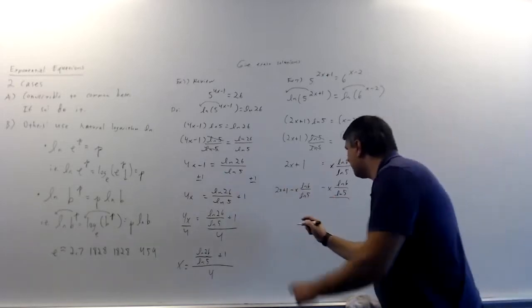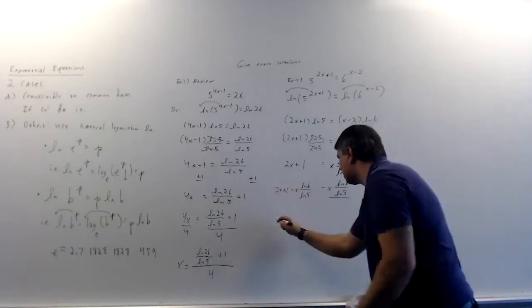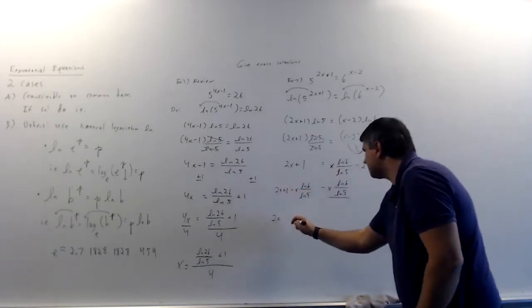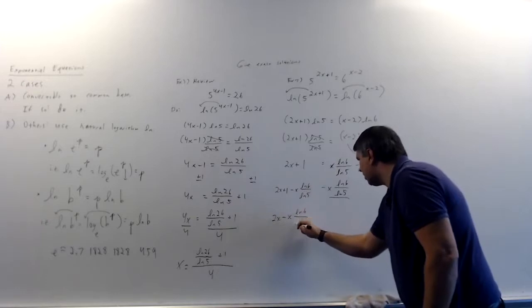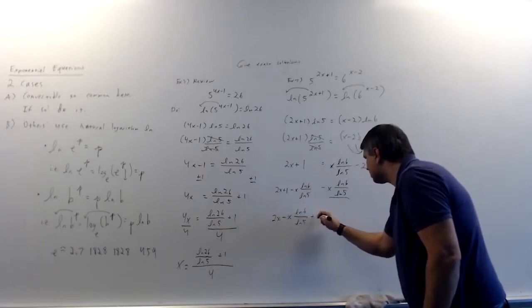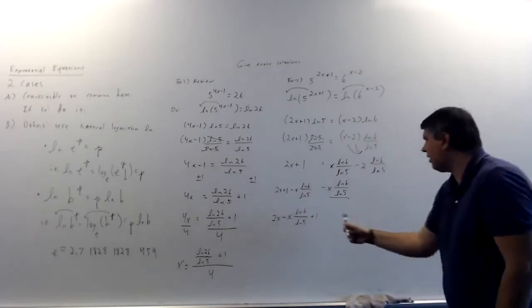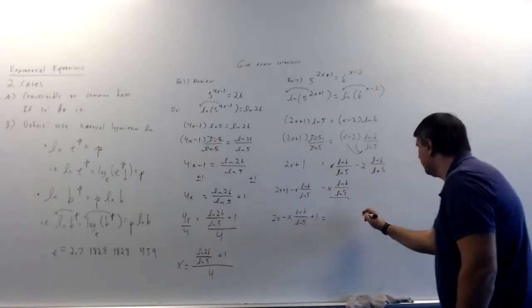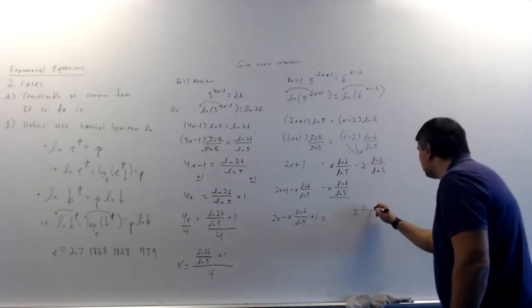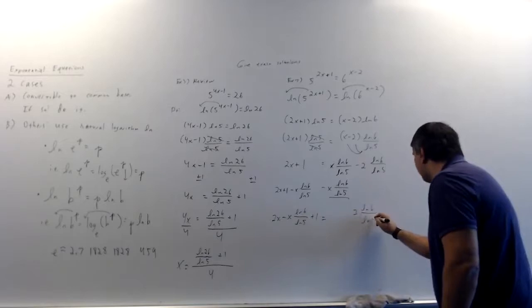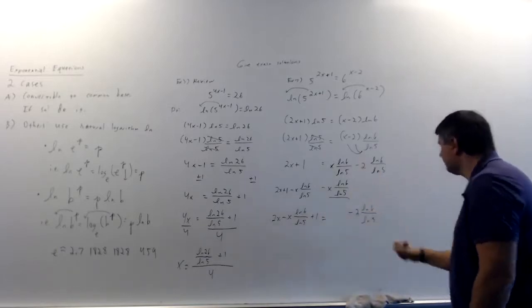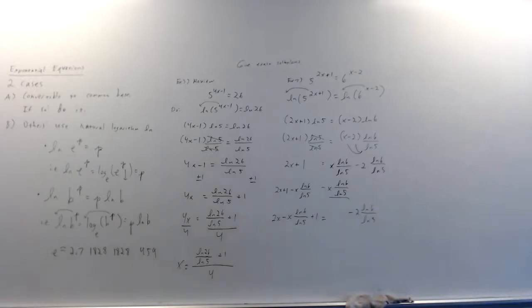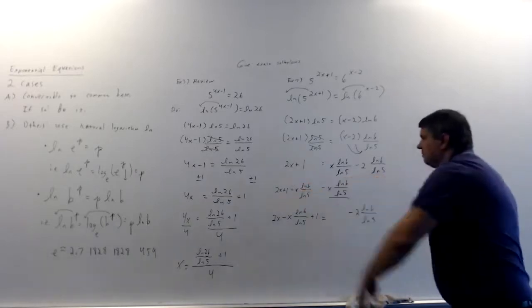So I end up with, I'm going to rearrange the terms so that the x's are together. So 2x minus x, natural log of 6 over natural log of 5, plus 1, equals negative 2 natural log of 6 over the natural log of 5. Don't forget the minus. I almost did. All I did here was rearrange the terms.